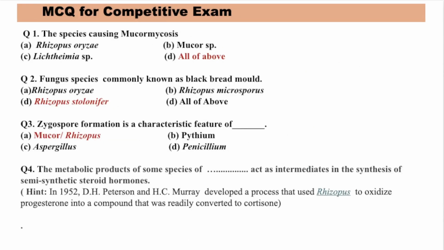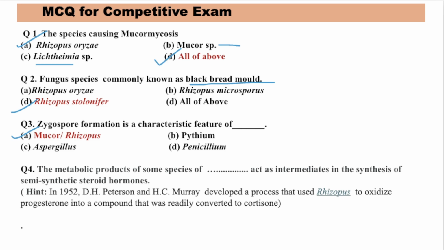MCQs for competitive examinations: species causing mucormycosis. We have already studied that Rhizopus causes this fatal disease in humans. Then Mucor will also cause the disease, and Lichtheimia is also an organism of this Mucorales family, and it also causes disease. So the option will be all of the above. Then, the fungal species commonly known as black bread mold is Rhizopus stolonifer, right? Then zygospore formation is a characteristic feature of, the option will be Mucor and Rhizopus.